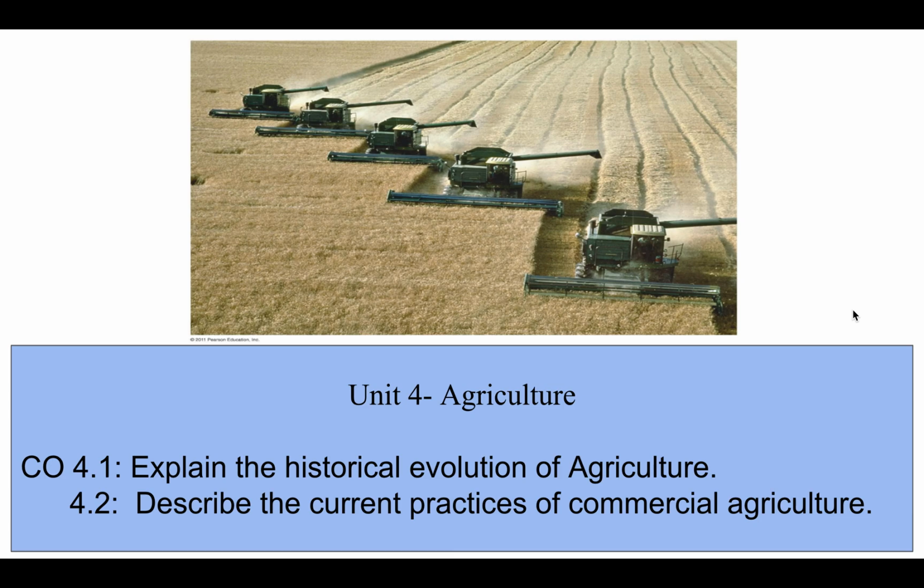Unit 4, Agriculture, the last unit of Trimester 1, Regular Human Geography. Content Objective 4.1: Explain the historical evolution of agriculture. Content Objective 4.2: Describe the current practices of commercial agriculture.